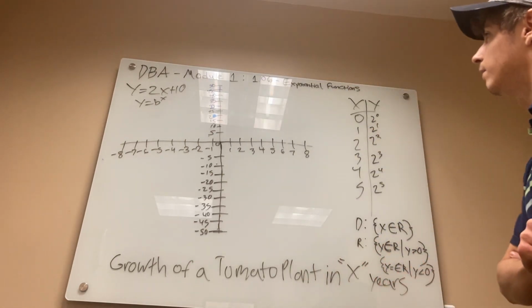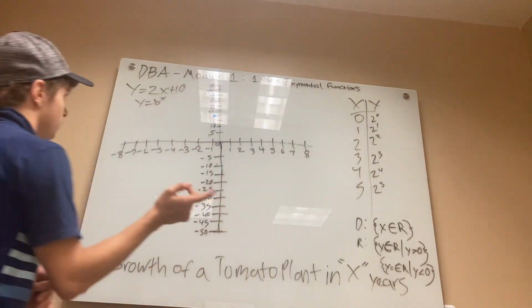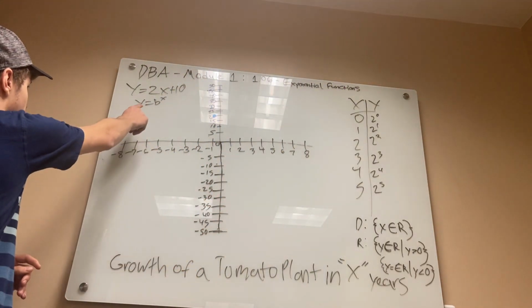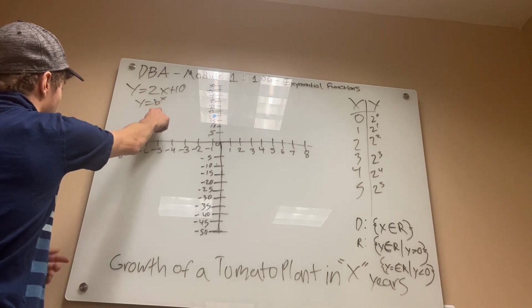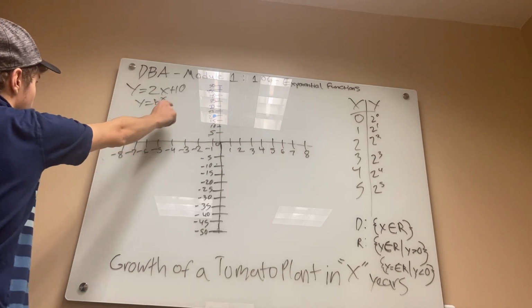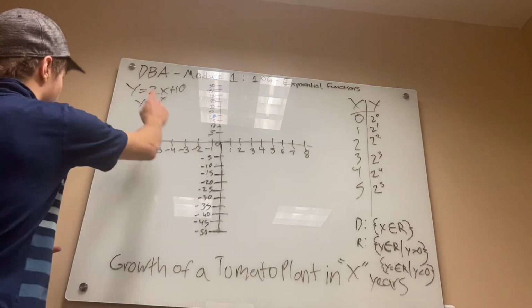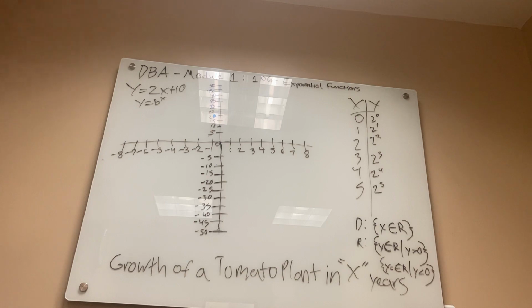Now, this right here is a graph that I've made for the growth of a tomato plant next year. Usually with these exponential functions, you get an equation like y equals b^x, or maybe y equals ab^x. So x would stand for the exponent, b would be the base, and a would be the coefficient, which is the number that goes in front of the variable. But for this particular problem, there's no exponent, so it's just y equals 2x plus 10.